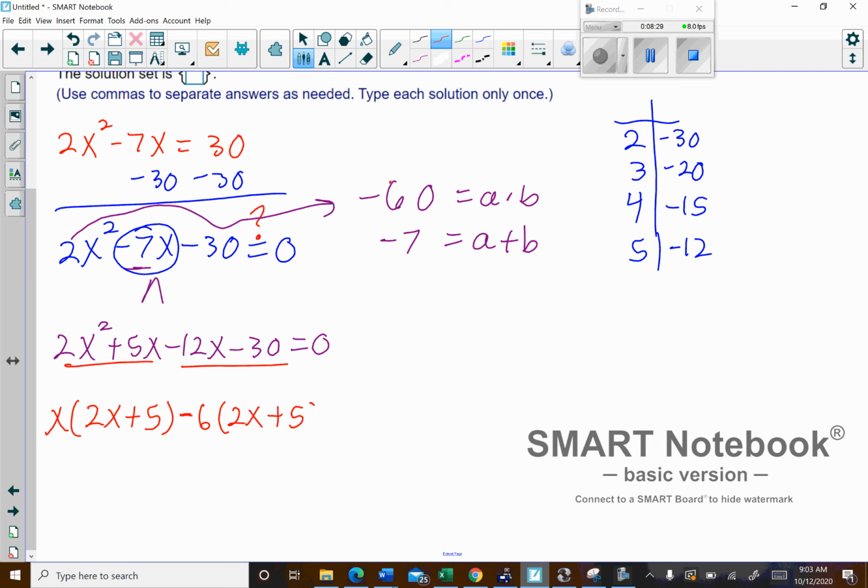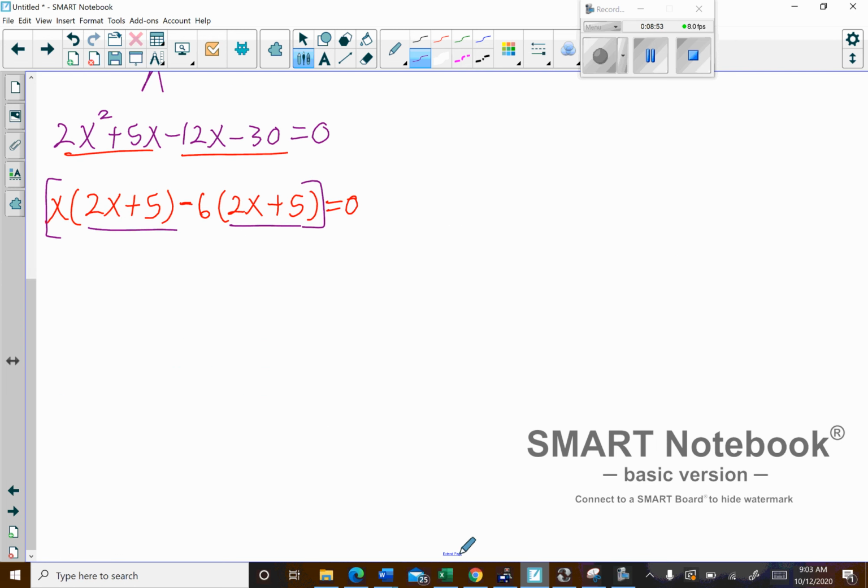And you can always check that if you were to multiply that back in. We don't want to go backwards, but if you want to just make sure you got it correct, you can see that if you multiply the negative 6, you go back to our previous step. And then what we want to do here now is factor out the 2x plus 5. So I factor out the 2x plus 5, and that will leave us with an x minus 6 equals 0.